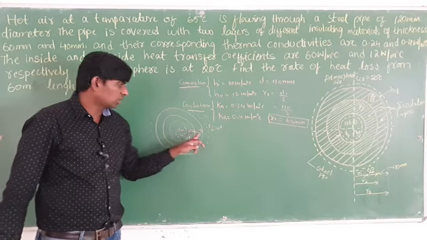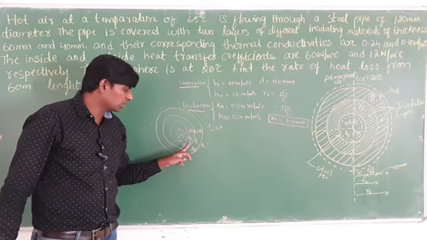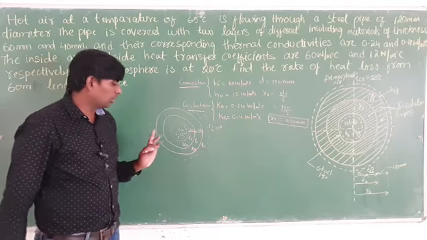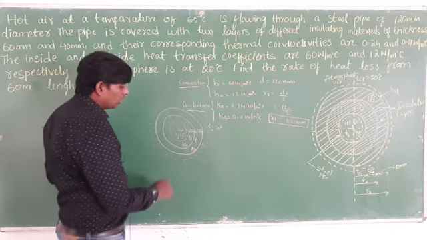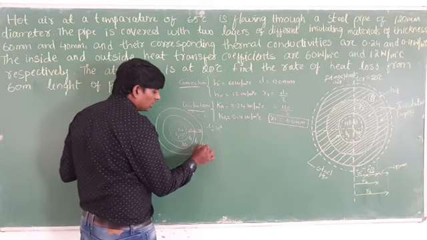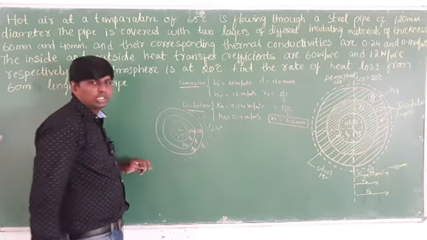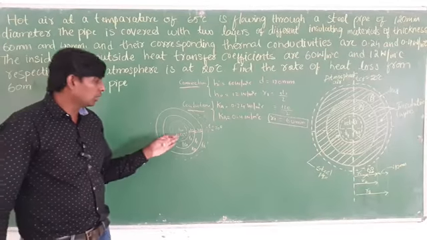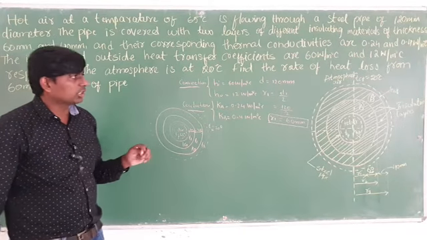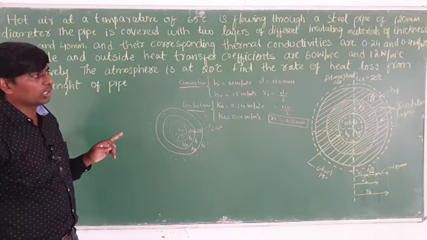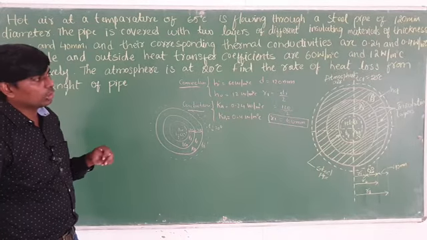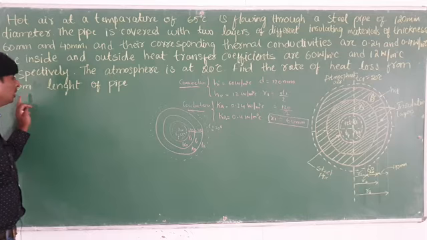This is convection, this is conduction. Sorry, this one is conduction and this one is also conduction. T1, T2, and this one is T3. Ti is the inner temperature, TO is the outer temperature. So here he is asking, find the rate of heat loss from 60 meter length.